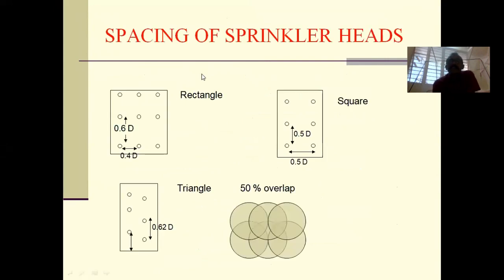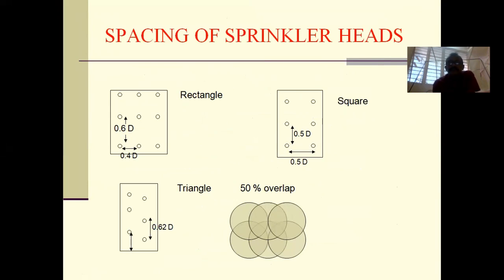And there are three kinds of spacings adopted for sprinkler heads. One is called rectangle. See here, this is one sprinkler, this is another sprinkler head, and this is another. So they are placed in a rectangle: on one side at a larger spacing, 60% or 0.6 of the wetted diameter, and on the other side 40% of the diameter. Another type is equal, 50% of the diameter on one side and on the other side also 50% of the diameter. So this is called square spacing.